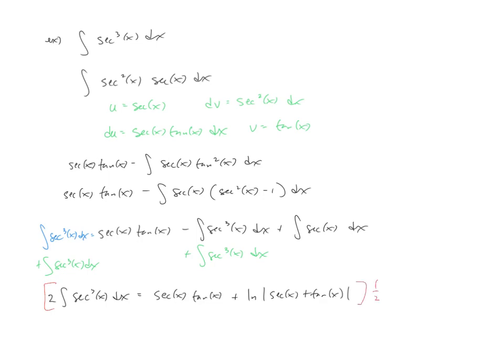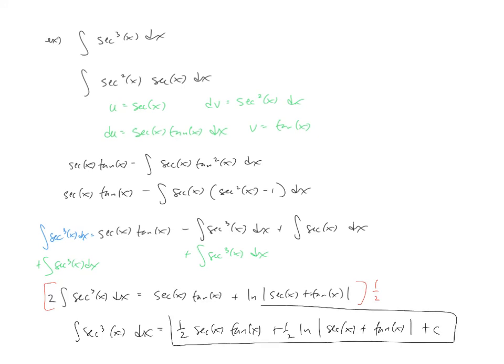And that gives us then, for our final answer, for the integral of secant cubed x dx, 1/2 secant x tangent x plus 1/2 natural log absolute value secant x plus tangent x. And once again, don't want to make it this far without that plus c at the end. And so there you go.